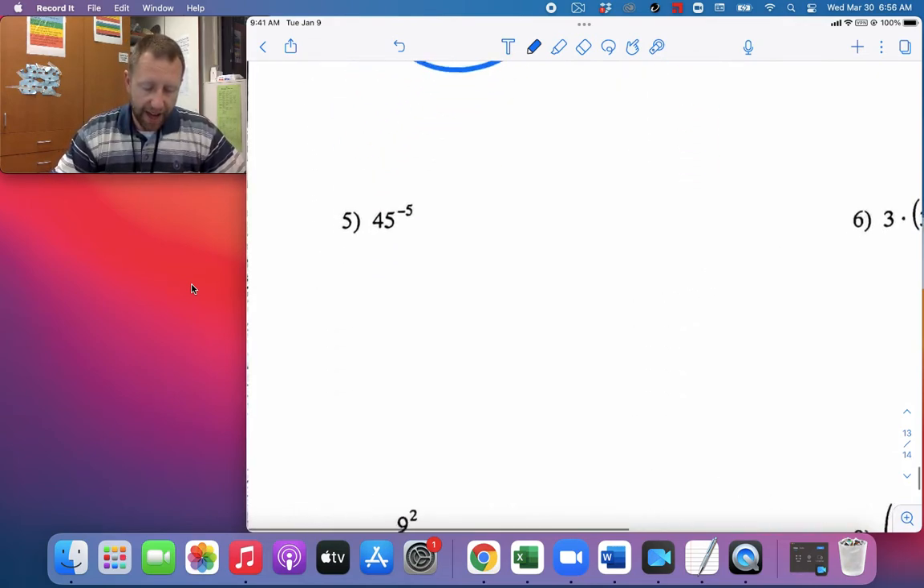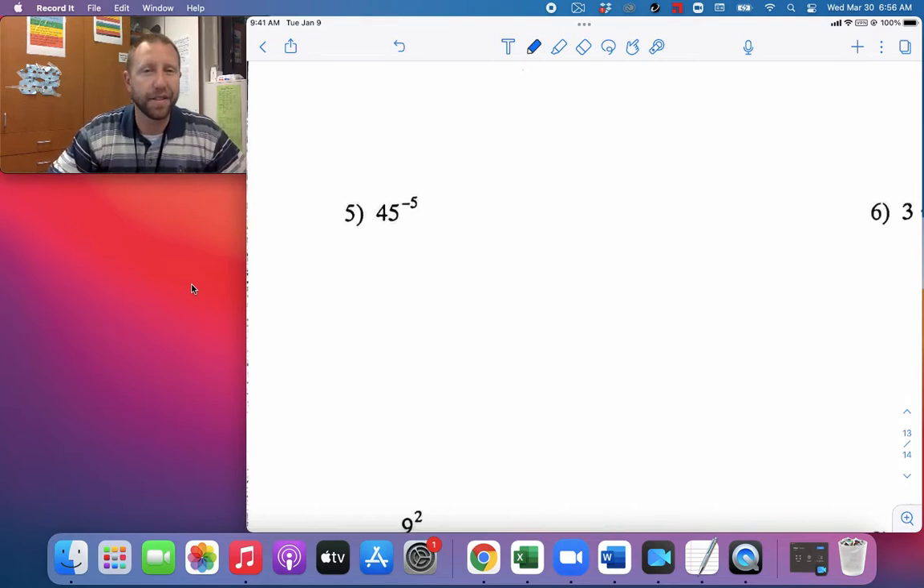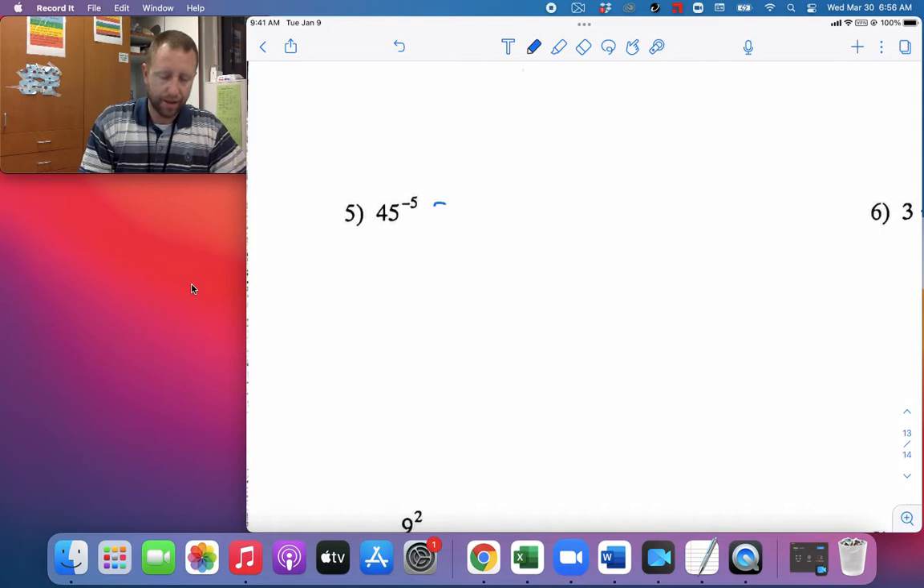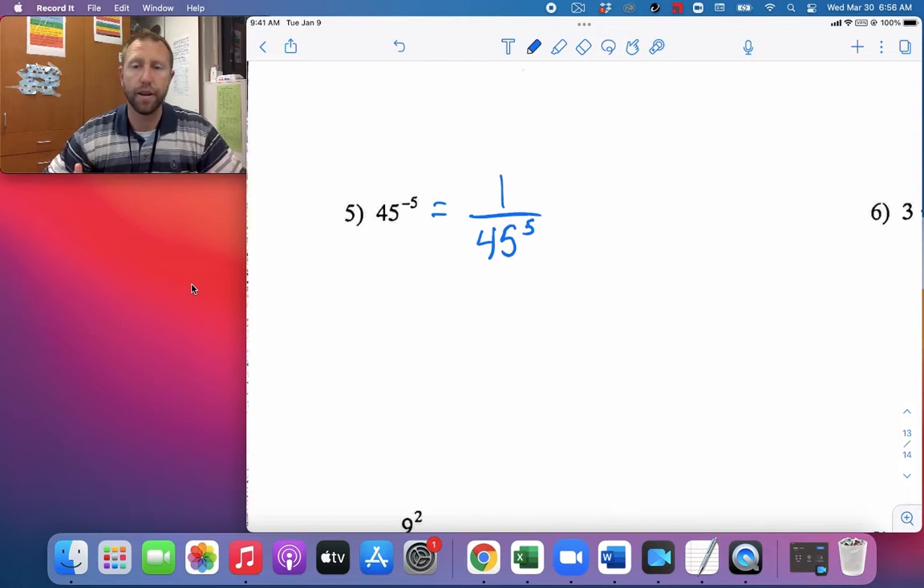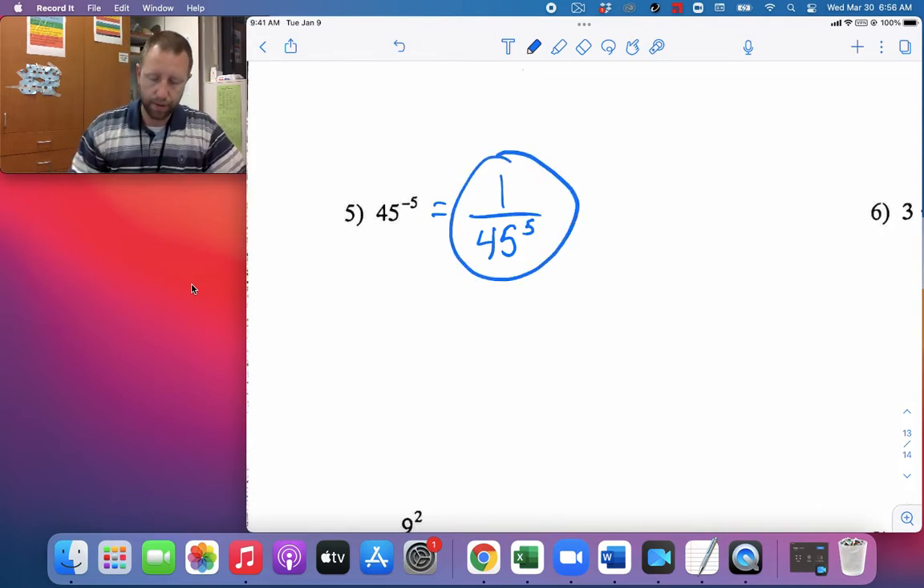For number 5, here's another chance to use that negative exponent rule. I've got 45 to the negative 5th power. To turn that positive, I simply have to move it to the other side of the fraction bar. I do want to point out, remember, moving it to the other side of the fraction bar doesn't change the base to a positive. If your base number happens to be negative, it's always going to be negative. It's only when we have a negative exponent that we can turn it positive. So that's it for number 5.